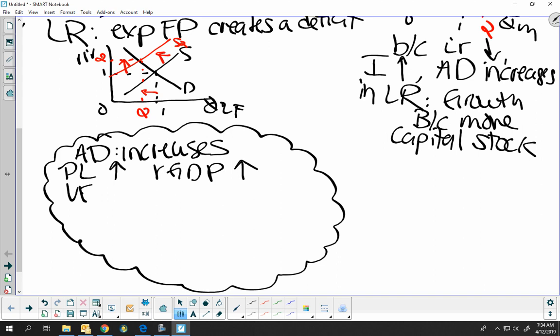Faith, what do you think is going to happen to the unemployment rate? We didn't draw the Phillips curve, but we could probably guess what's happening to the unemployment rate if they're expanding the economy. Unemployment is going to go down. Employment is going to go up, but unemployment is going to go down.